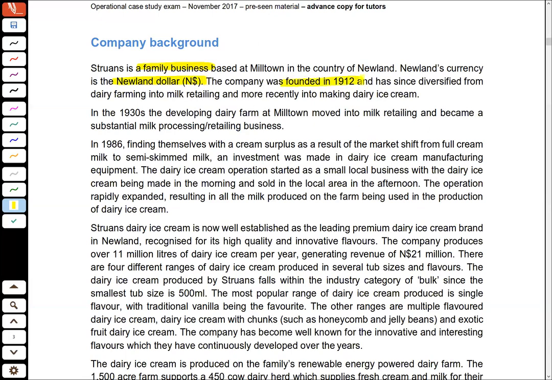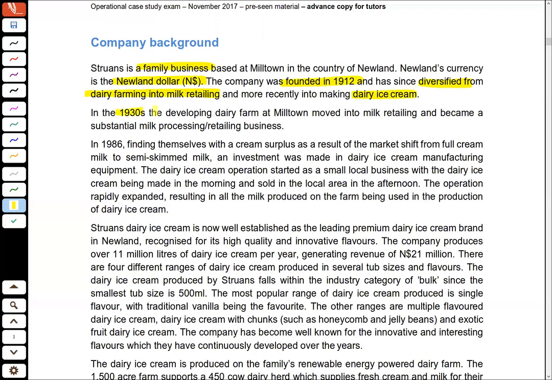So we've been around for a while, founded in 1912, and we have diversified from dairy farming into milk retailing, and then more recently into dairy ice cream. So originally the business was about that dairy farming, which is obviously very traditional. It does show though that they are responsive to changes in the industry, changes in the market, changes in demand, and I think that's really good from a business point of view, to be involved with a business that is quite open to change and diversifying. It also gives you a bit of knowledge that they have got some experience in managing that change as well.